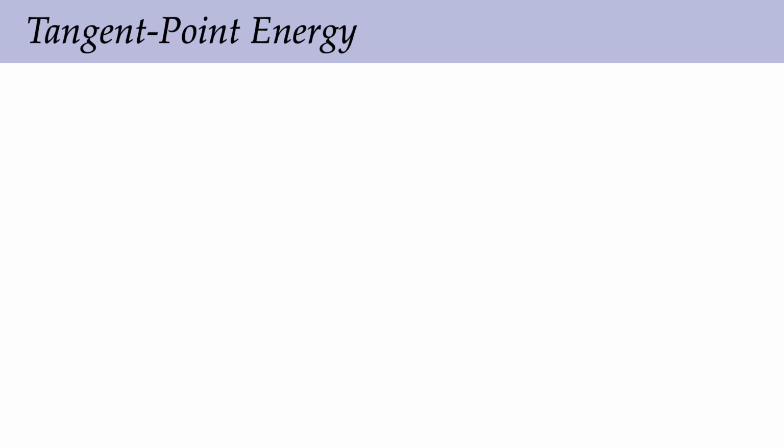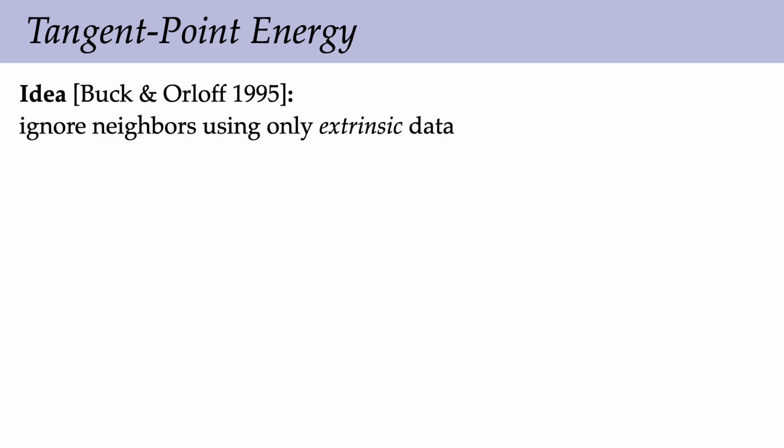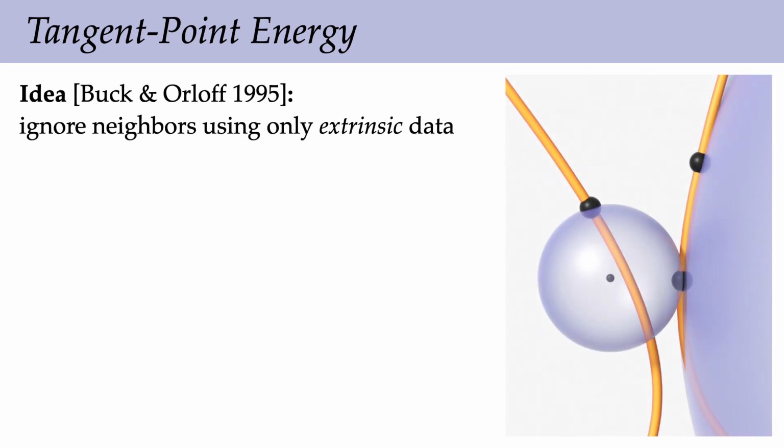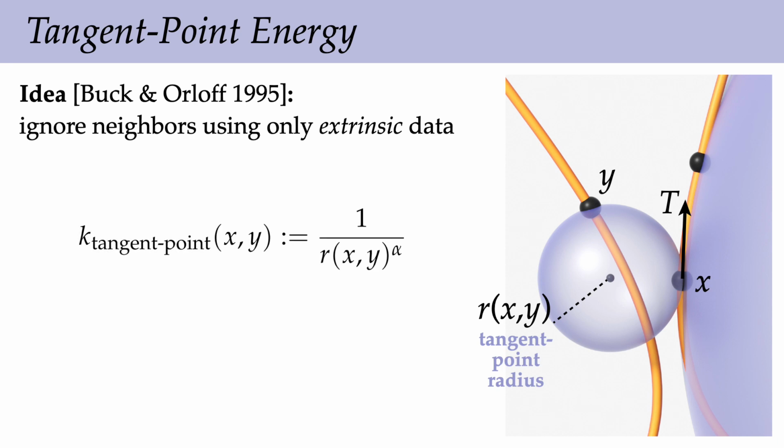Instead, we're going to use something called the tangent point energy, where the idea, again, is to ignore immediate neighbors, but in a way that's more friendly to computation. So for 2 points x and y, we'll let r of xy be the radius of the smallest sphere that passes through y and is tangent to the curve or surface at x. Then we'll take 1 over this radius raised to a power alpha.